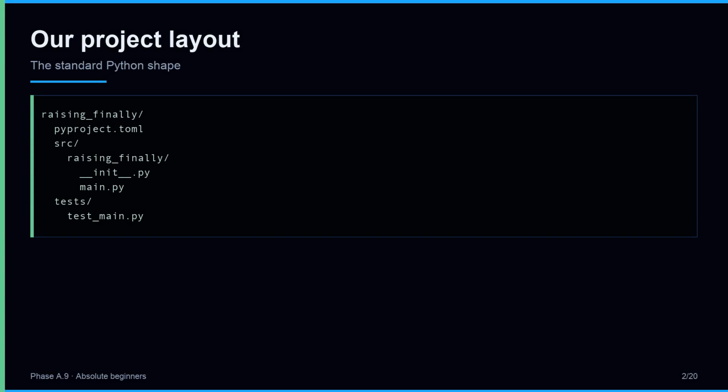A folder called raising_finally. Inside, pyproject.toml. Under src, a same named folder holding main.py. A tests folder for later. The shape is identical to the last two lessons. Once you know where main.py lives, you can find it in every project from here on.